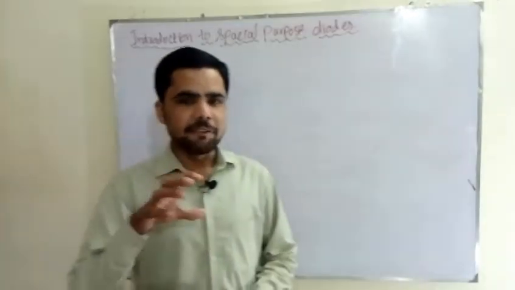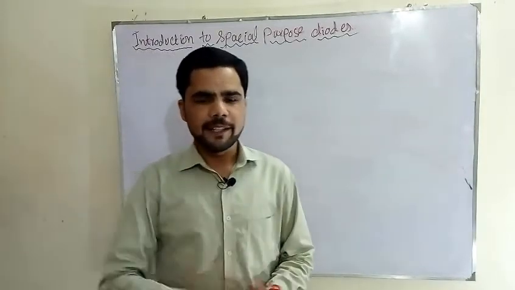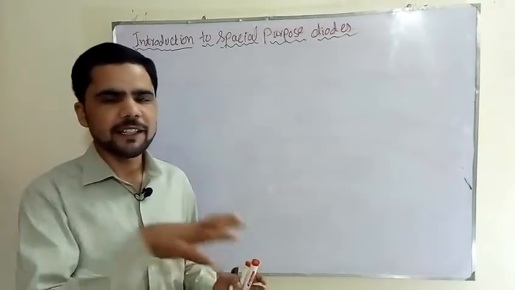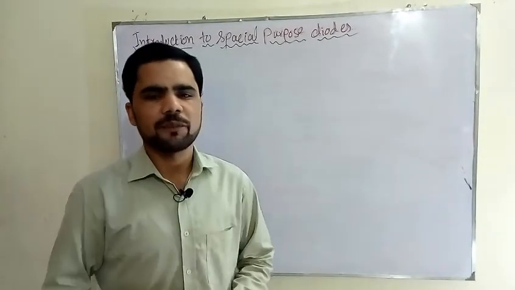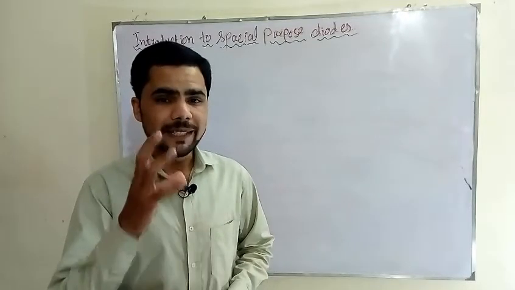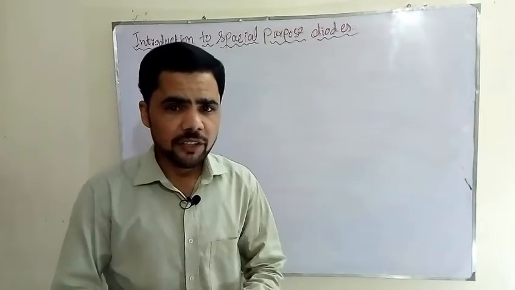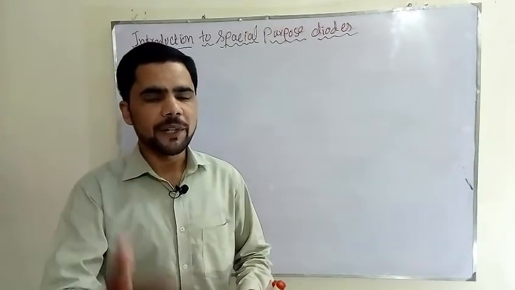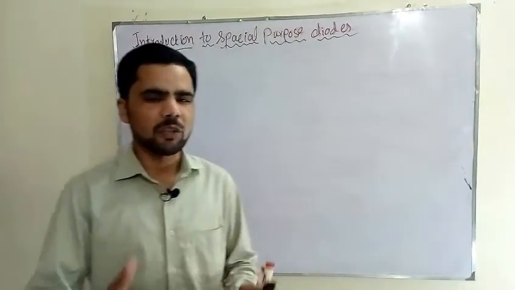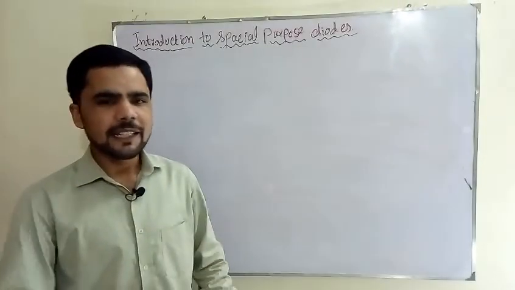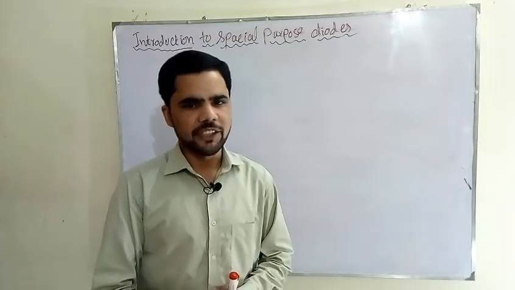A Zener diode is a device that operates not only in the forward bias direction but also in the reverse bias direction after breakdown voltage. Basically, Zener diodes are constructed or manufactured specially to operate in the reverse breakdown region. Let's discuss the characteristics of the Zener diode.